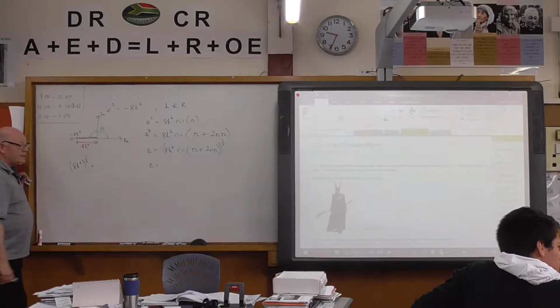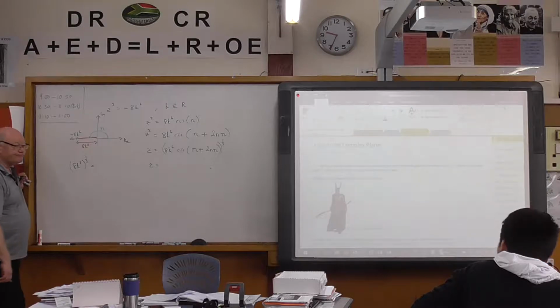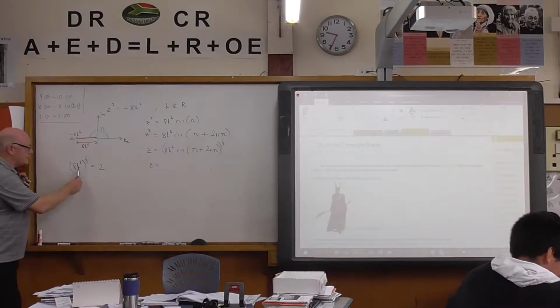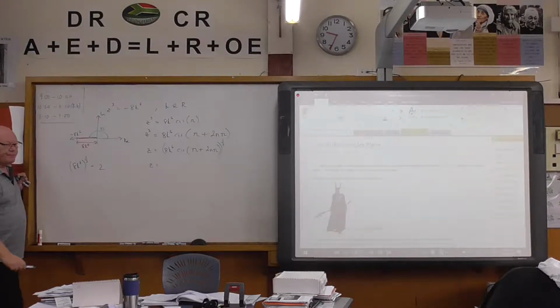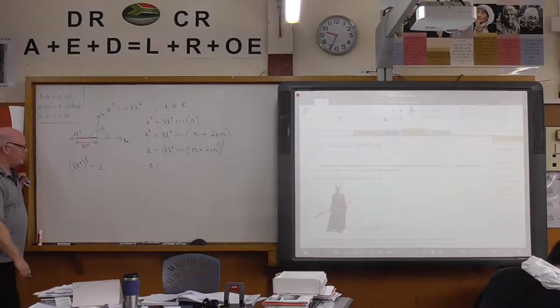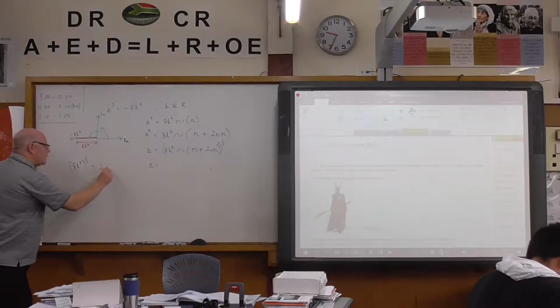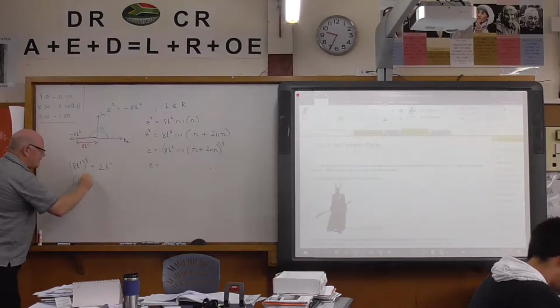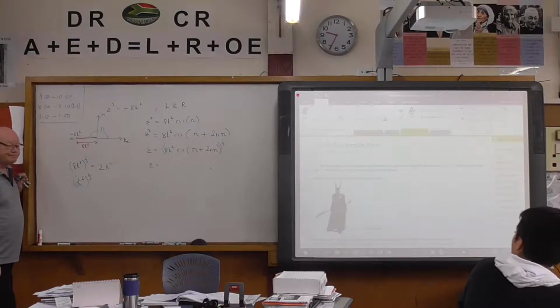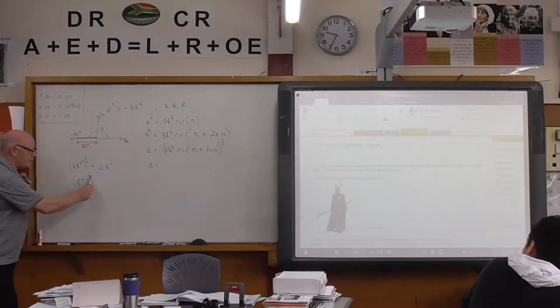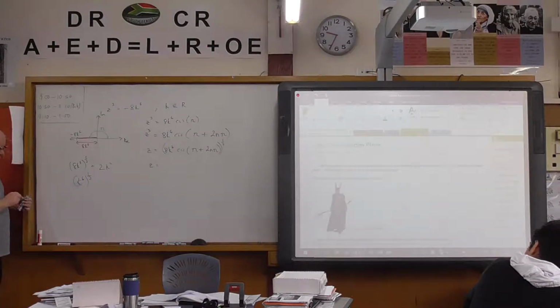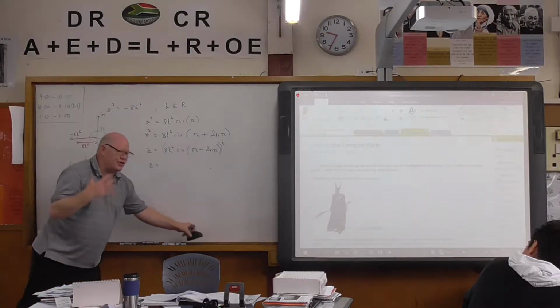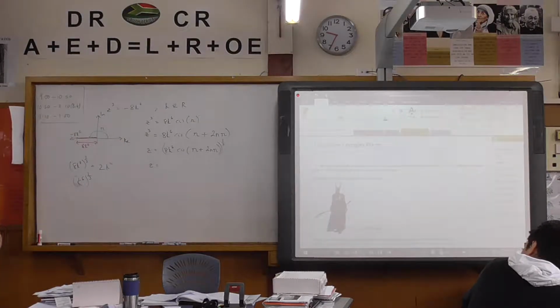What is the cube root of 8? 2, because 2 times 2 times 2 is 8. What is k to the power of 6 to the power of a third? k to the power of 2. How do you simplify that? What do you do with the indices? Multiply them, giving 2.